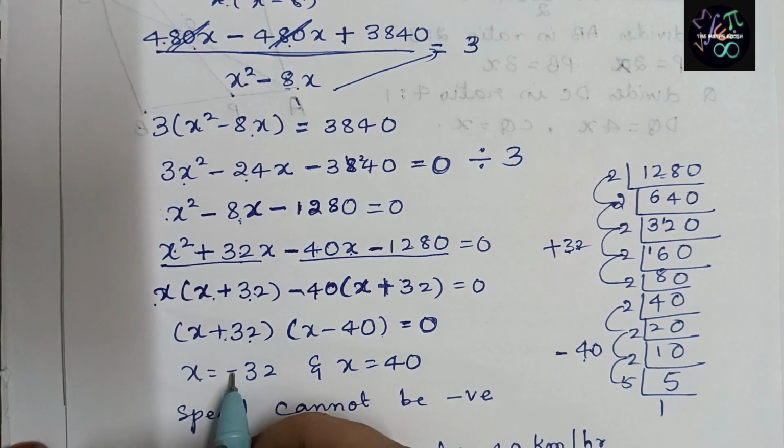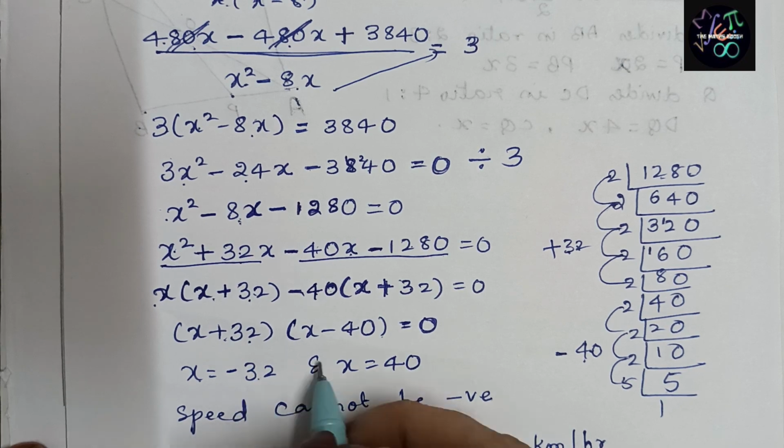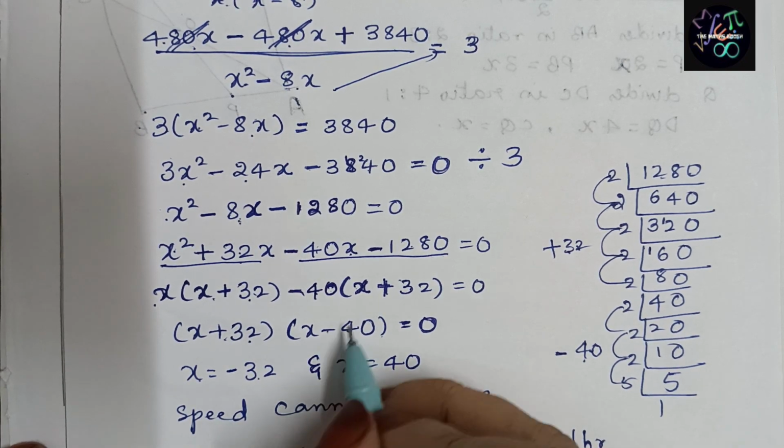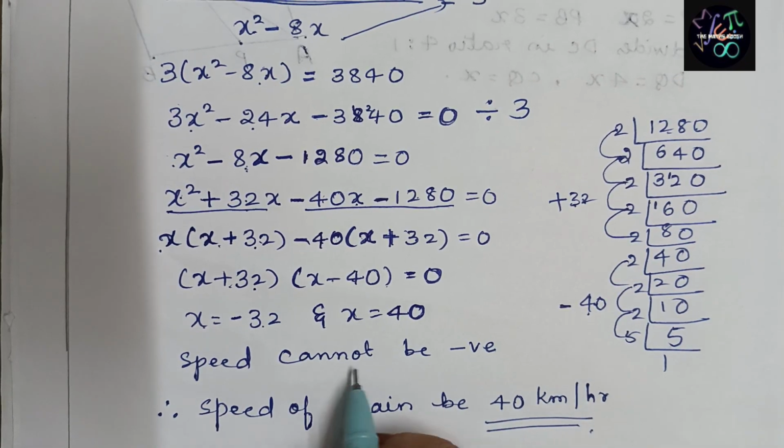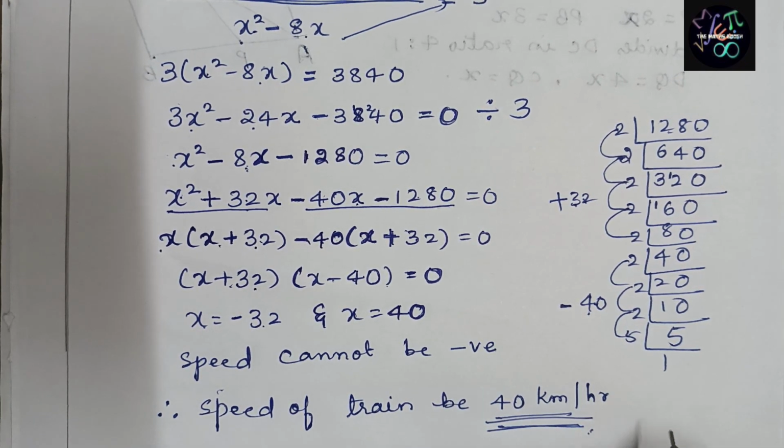So x is equal to minus 32 if we take this side, and x is equal to 40 if we take that side plus 40. We all know that speed cannot be negative. Therefore, the speed of the train is nothing but 40 km per hour. They have told us to find the speed of the train, so we got 40 km per hour.